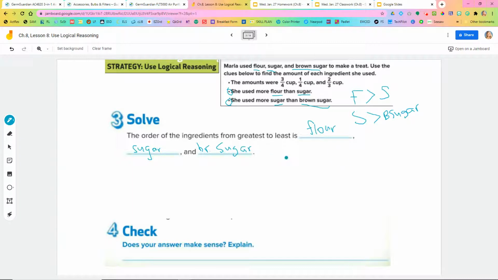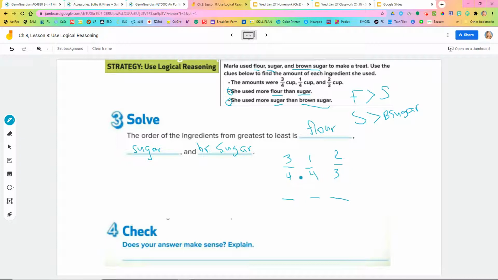All right. So I've got my ingredients in order from greatest to least. Now we've got to match up our ingredients to the amount. So I have 3/4 of a cup, I have 1/4 of a cup, and I have 2/3 of a cup. Well, I need to see which one of these is the biggest, middle, and least amounts. So in order to do that, I need to go back to what we've learned about equivalent fractions. We're going to put these fractions in order.